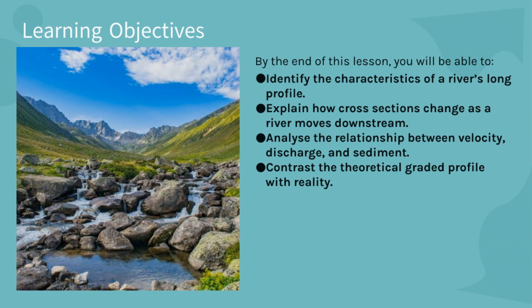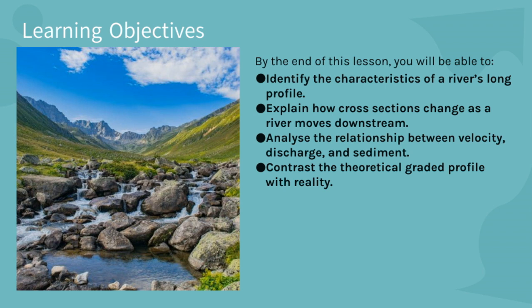Third, you should be able to analyze the relationship between velocity, discharge, and sediment. Velocity is the speed of the water. Discharge is the amount of water flowing in the river. Sediment is the material carried by the river. These three things are linked because a faster river with higher discharge can usually carry more material.